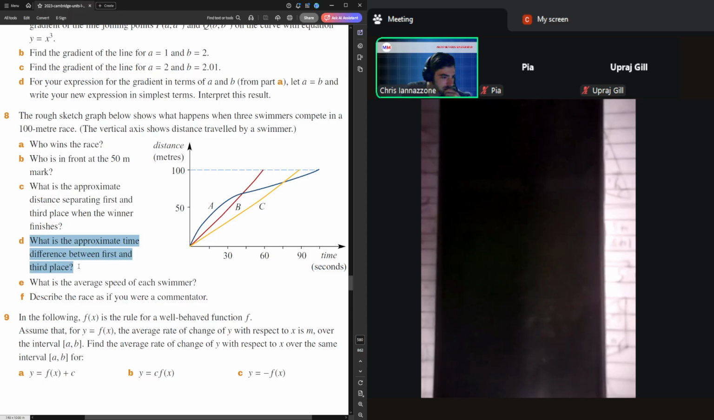Approximate time difference between first and third place. Okay, that's even more ambiguous now. There's only really one way to interpret that, but technically you could do the time difference anywhere in the race based on that wording. But if you were to guess where they meant to take your time difference, what do you think they intended to happen?